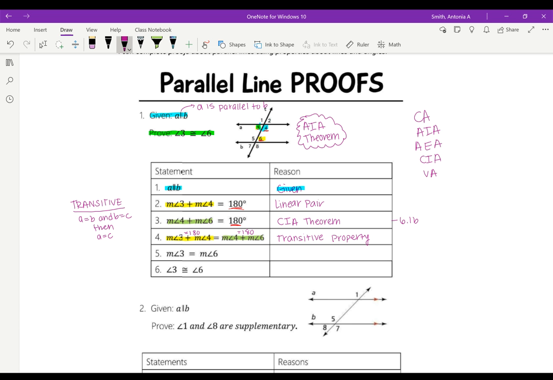Okay, so think of this like an equation. How would I get rid of the measure of angle 4 because it's the same on both sides? Normally we would subtract it. If I subtract the measure of angle 4 from both sides, it's going to go away. So I'm just left with the measure of angle 3 equals the measure of angle 6. So how did we get there? We used subtraction.